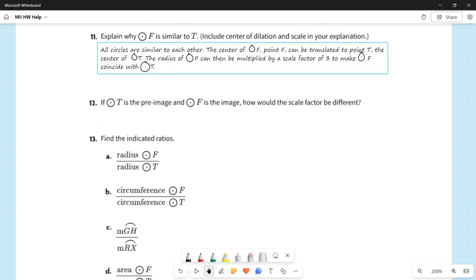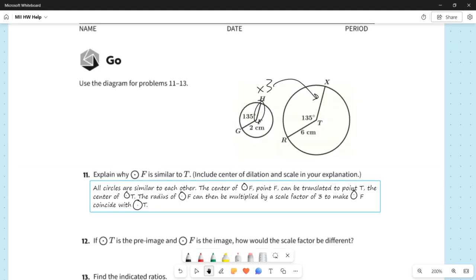Question 12. If circle T is the preimage and circle F is the image, how would the scale factor be different? So what this means is, instead of going from F to T, what happens if we go from T to F? So what happens if we go in the other direction, right? What happens this time? Well, all that happens is we're going from 6 to 2. Instead of going from 2 to 6, right? If we go from 2 to 6, we multiply by 3.